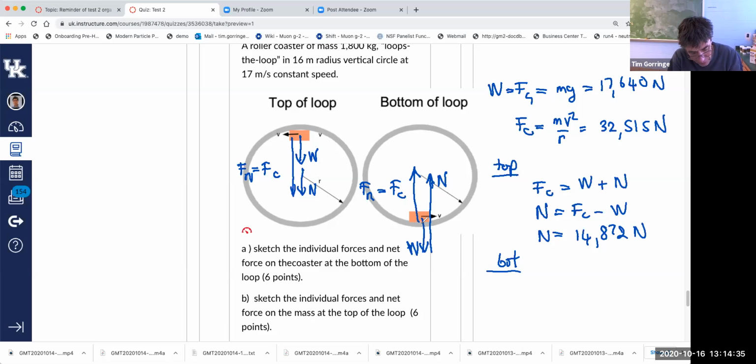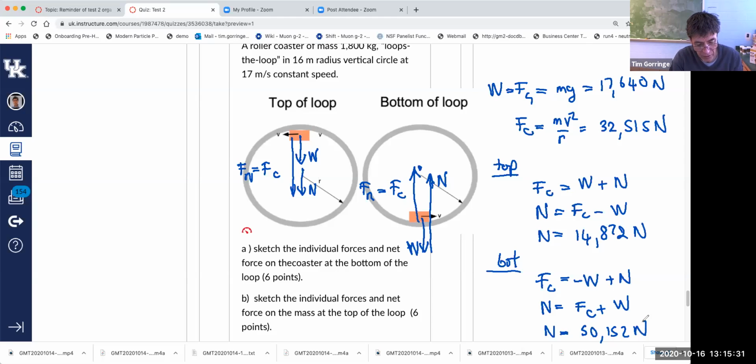Well, at the bottom, again, I'm going to think of the positive direction as towards the center of the circle. The resulting or net or centripetal force is towards the center of the circle. And it's the vector sum of the weight, which is opposite that direction, away from the center of the circle, plus the normal force, which is towards the center of the circle. So again, I can rearrange this equation for the normal force, which is what I'm trying to figure out, by moving the weight from the right to the left. In this case, the normal force is the sum of the sizes of the centripetal force and the weight. I know the size of the centripetal force, I know the size of the weight. I can add those two together. I get 50,152 newtons. And so that's my answer to the long problem.